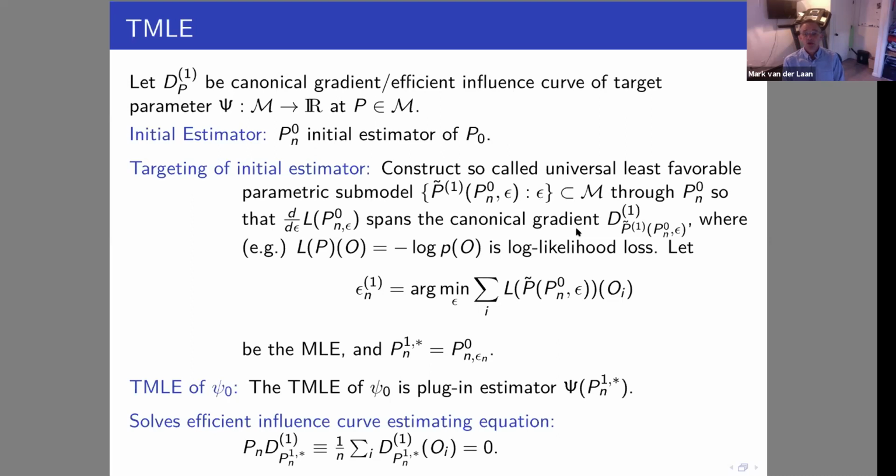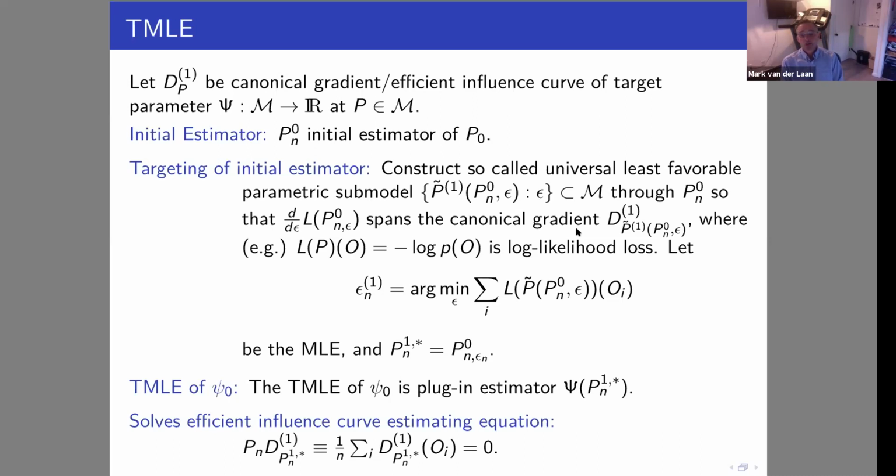So you now say, okay, along that path, I moved my initial estimator to an update with that MLE, and that becomes my targeted maximum likelihood estimator of the density, which is now tailored for the target parameter. And so we plug it into our psi mapping, and we get our psi pn1 star, and that is then the targeted maximum likelihood estimator of the parameter psi 0.